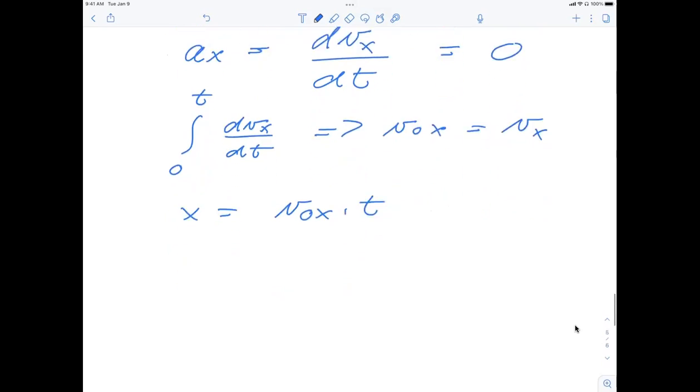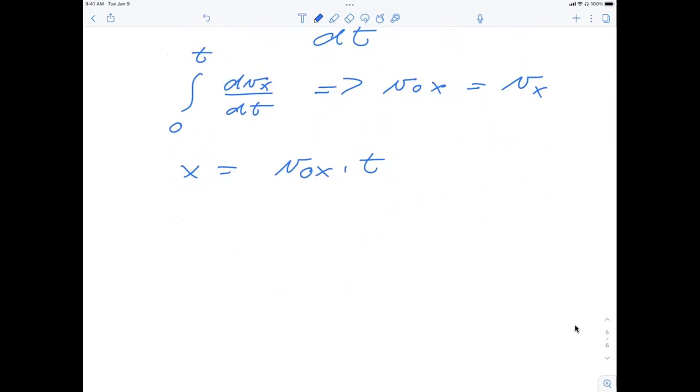Then you can do the same thing for the velocity in the y direction. When you integrate up in the y direction, you would simply get v0y minus g times sine theta times t. I'm just giving the answer because integrations are pretty easy. So this will be vy of t.